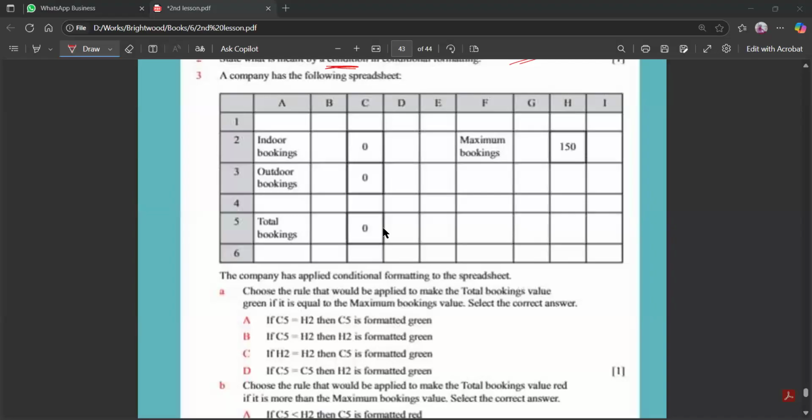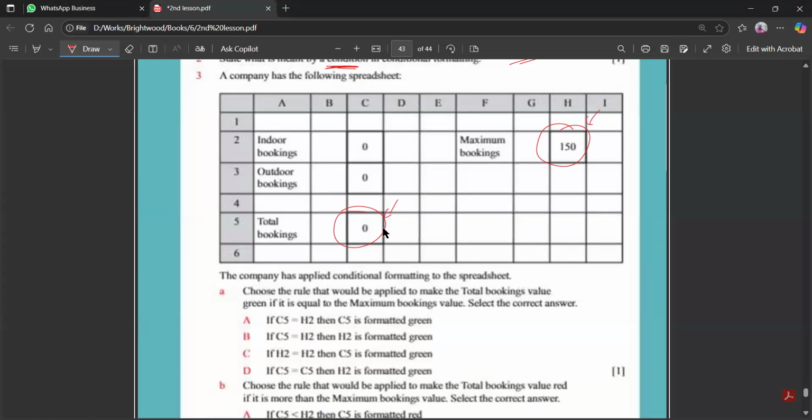Choose the rule that would be applied to make the total booking value green if it is equal to the maximum booking value. Total booking should be equal to maximum booking. Total booking is displayed in C5. Maximum booking is displayed in H2. C5 and H2.